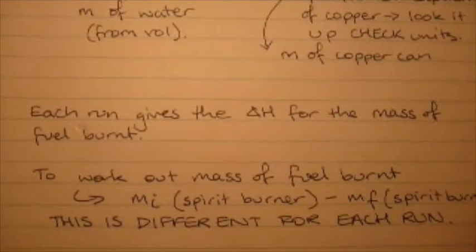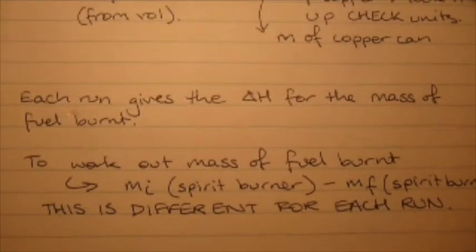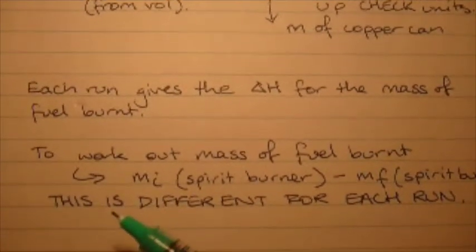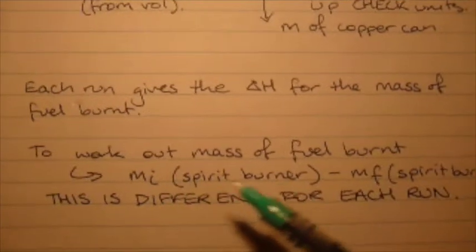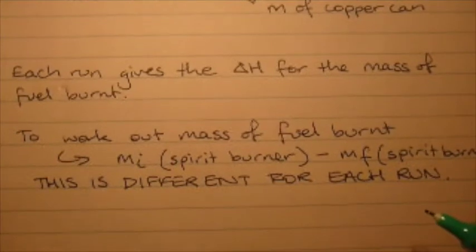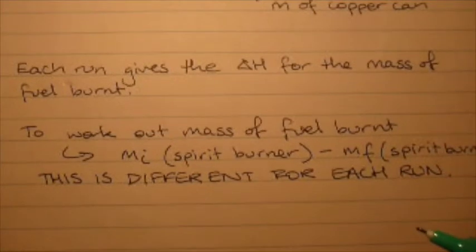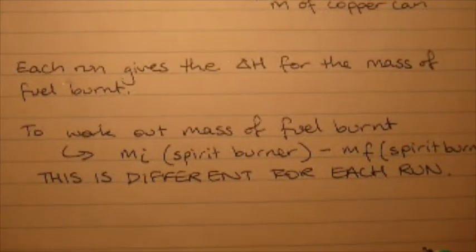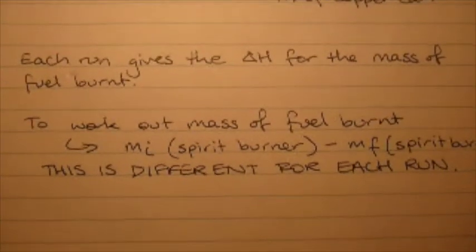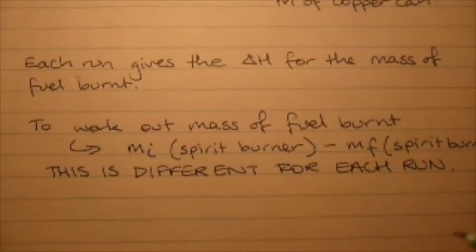Now, another key thing here is that each run gives the delta H for the mass of fuel burnt. Alright, so to work out the mass of fuel burnt for a particular run, you have to look at that run's initial mass, take away the final mass. And that is going to be different for each run. So you need to work out the delta H for each run. So you're going to end up with 9 different delta H values. Okay, and I'll show you how to do that on Excel.